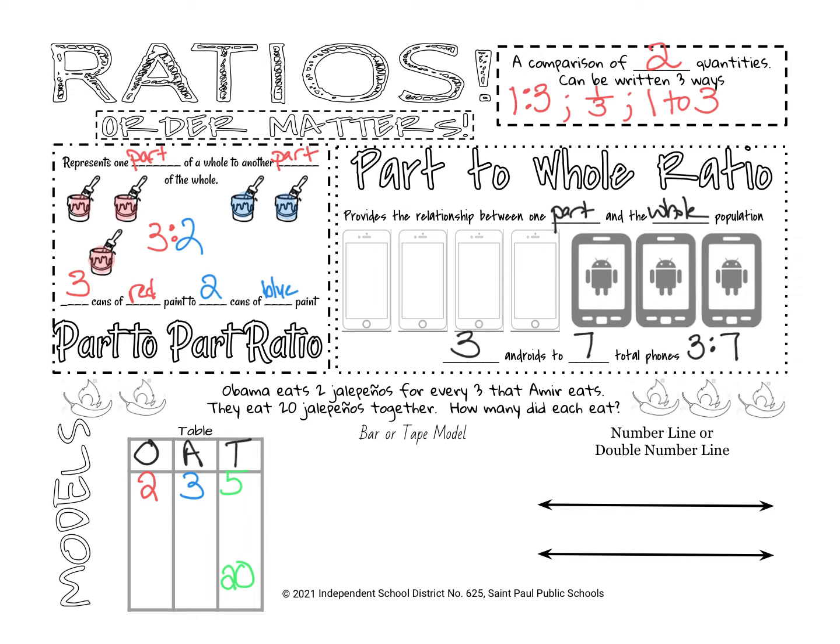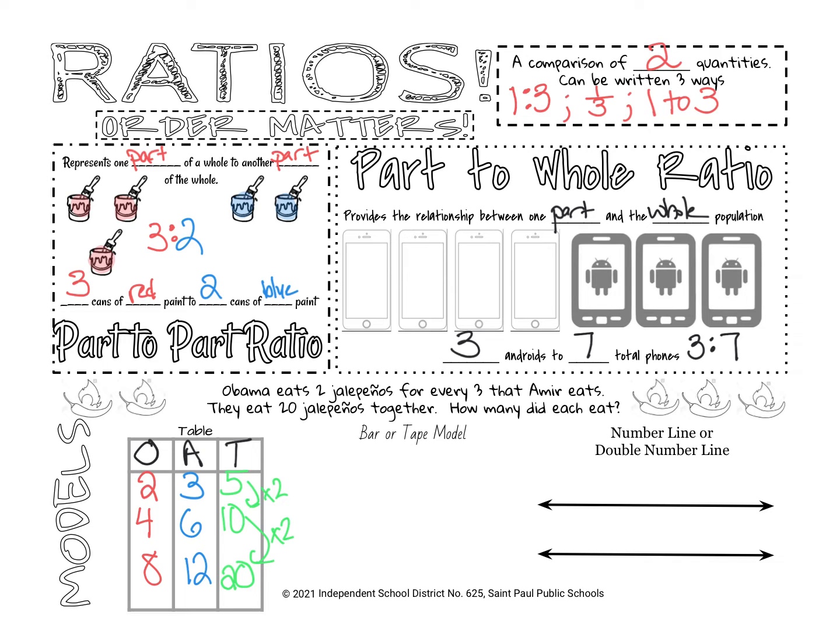So one thing I can do is think, what if I just double this? What if everybody ate twice as many? So Obama would then become 4, Amir would become 6, and they would get a total of 20 jalapenos. So here we doubled. And now we can almost double this again. So double 6 is 12 and double 4 is 8. And we can double check and say, does 8 plus 12 equal 20? It does. And so in this case, Obama ate 8, Amir ate 12 when they ate 20 jalapenos altogether.